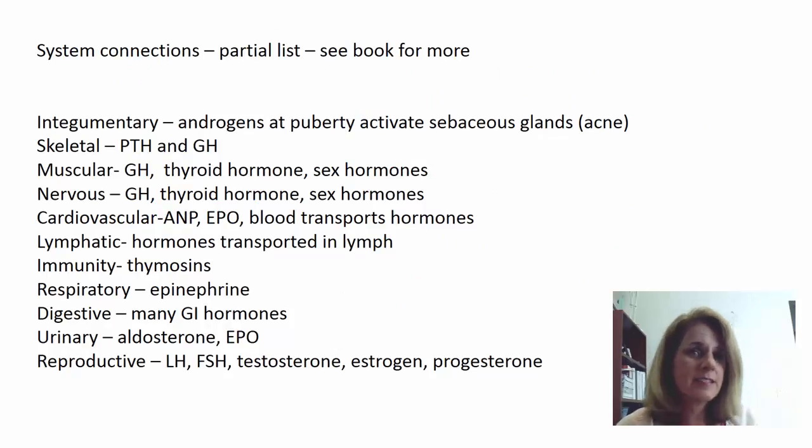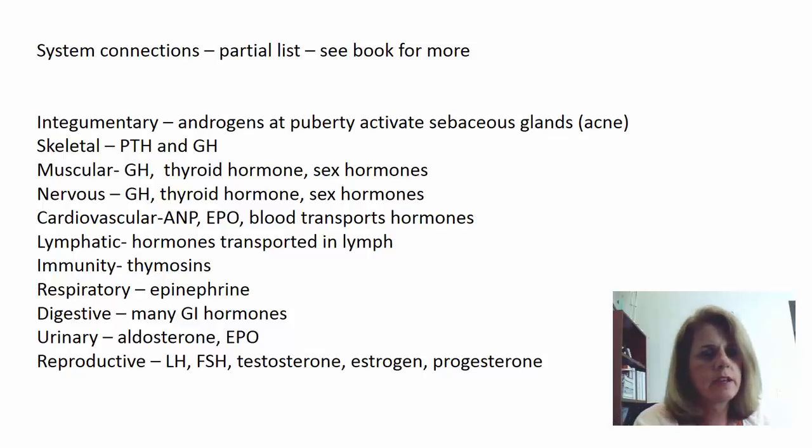All right, so that takes me to systems connections. And remember, this is in your book. This is just a partial list. I'm just going to go through a few things to make sure you understand what you need to be doing for each unit. With endocrine, we want to say how does endocrine affect these systems, and how do these systems affect the endocrine system? So what's the interrelationship between these two systems?